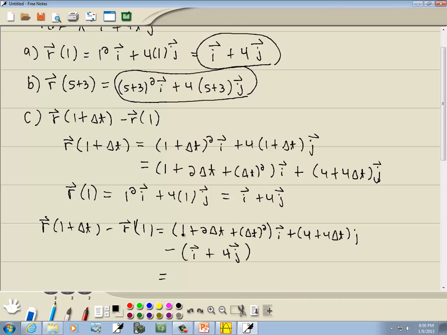Well, the 1 inside the parentheses here that goes with our i is going to disappear with this minus 1. So we're going to be left with 2 delta t plus delta t squared i. The 4 that's here, this would be 4 times j, and I didn't put the vector notation on that, j. So 4j, and then this is a minus 4j, so that disappears. So we're going to have plus 4 delta t j. And that'd be your answer.